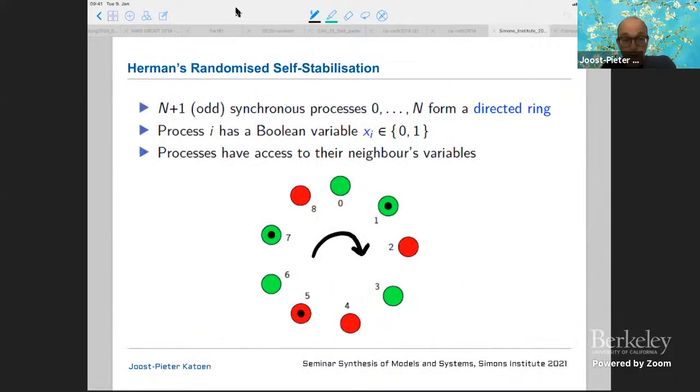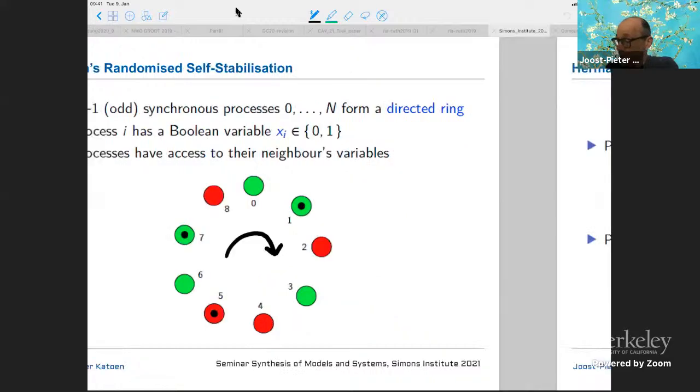So consider that we have a ring, and here is an example of such a ring, and read it in a clockwise manner. And we have an odd number of processes. Each process has a Boolean variable. And the only thing you know is your own variable, as well as the variable of your left neighbor, so anti-clockwise neighbor. And that's all you have. And then there are tokens, the black dots, which I'm explaining in a minute.